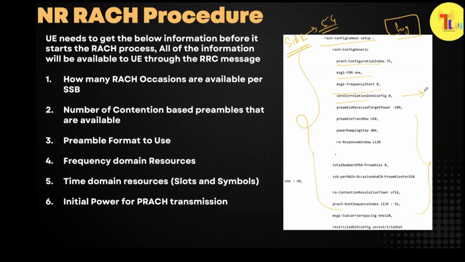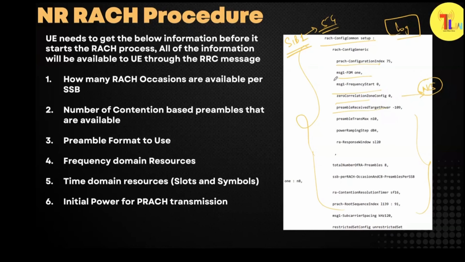This gives you a cyclic shift, NCS. According to that, we will be generating the preambles, which will give us the orthogonality between each preamble, and that is based on your RSI also. So that will also be there: root sequence index and all those things, and preamble received target power. Let me explain one by one all these parameters and what is new with respect to 5G.